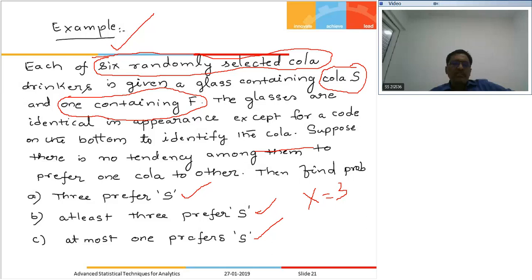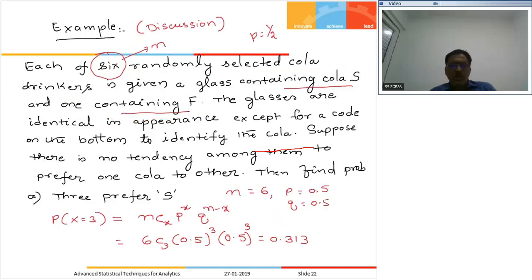Now, getting into it further, it is very simple once we are able to identify the parameters. N is 6 and probability of success is 1 by 2. Automatically, Q, the probability of failure, is also 1 by 2. Getting into the problems, 3 prefer yes. That means P of X equal to 3.